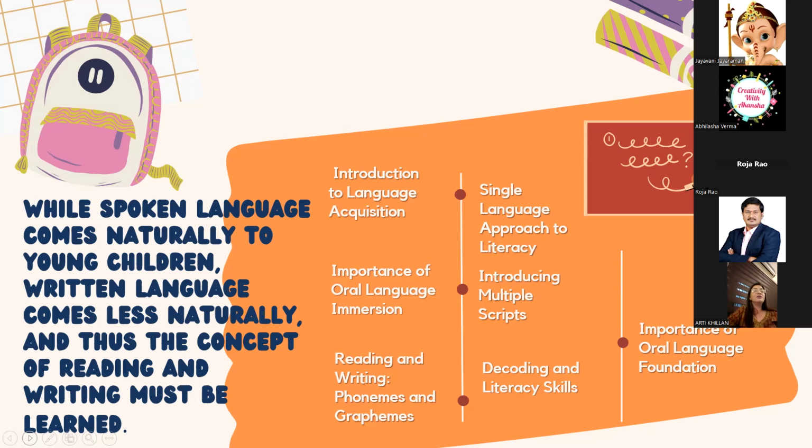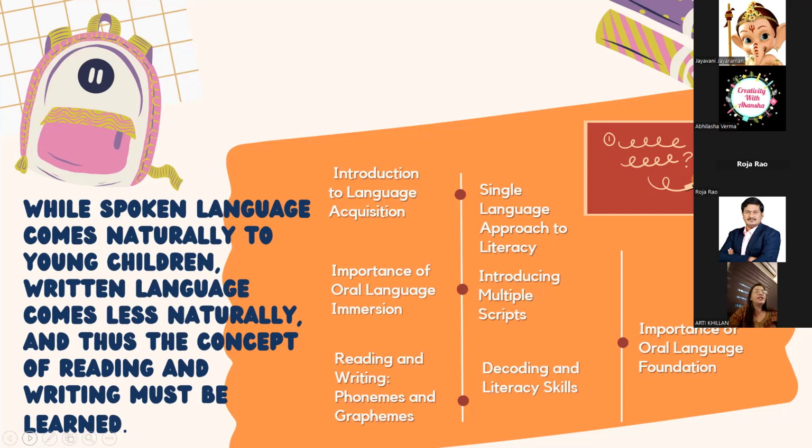Then comes reading and writing. And most important here are phonemes and graphemes. Listen carefully. A phoneme is the smallest unit of sound, and a grapheme is the smallest written unit. Here we try to teach our children the relationship between phonemes and graphemes. So we need to understand the smallest unit of sound and the smallest unit of writing, and try to explain the relationship between the two.